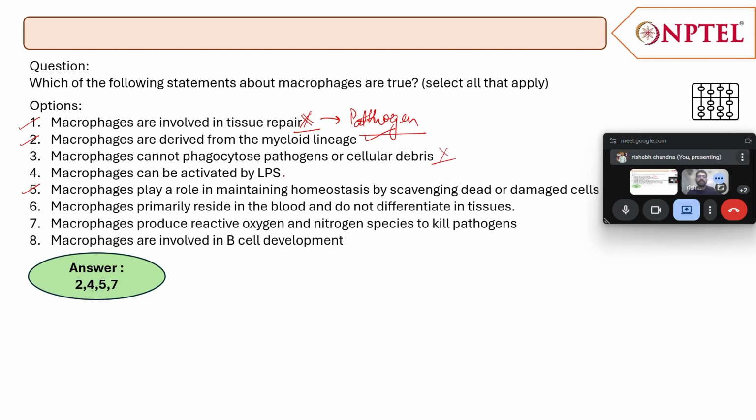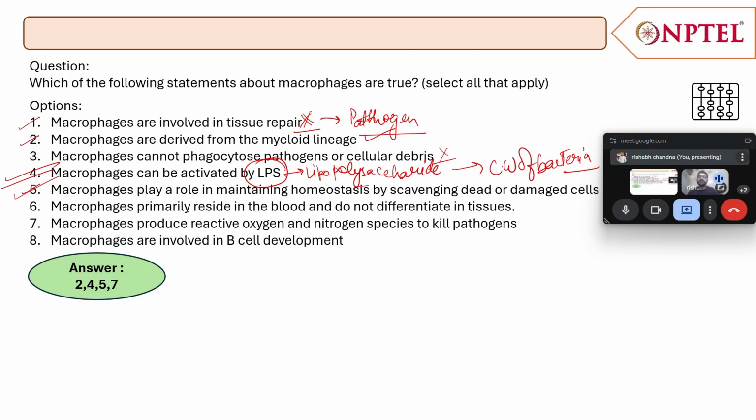They can be activated by LPS, that is lipopolysaccharide, that is present in the cell wall of the bacteria. Okay, so yes, it can be activated by the LPS. Then, macrophages play a major role in maintaining homeostasis by scavenging dead and damaged cells. Yes, this is also correct.